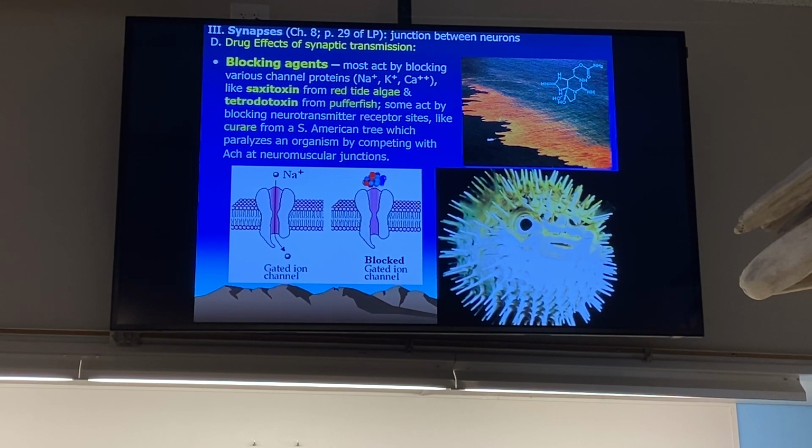What's the red tide algae? Yeah, there's a certain time of year in certain regions of the world where you cannot eat any of the fish that comes out of those waters. Because they have red tide algae, they have the saxitoxin in them. And again, if you block sodium channels, it's like you're paralyzed. It'll have the same effect as an inhibitor, because the ions can't move.